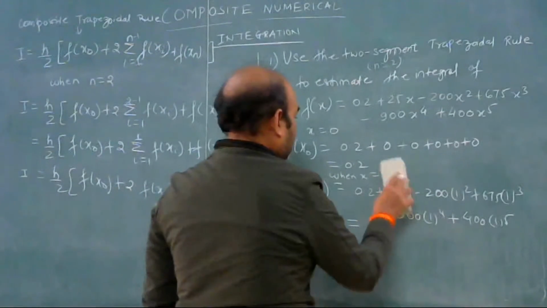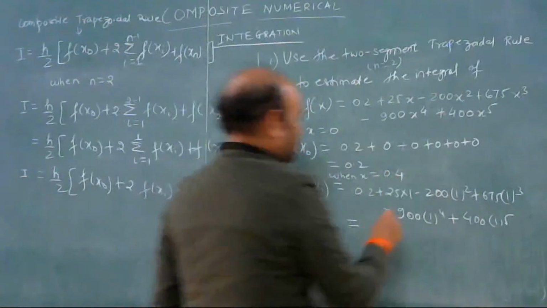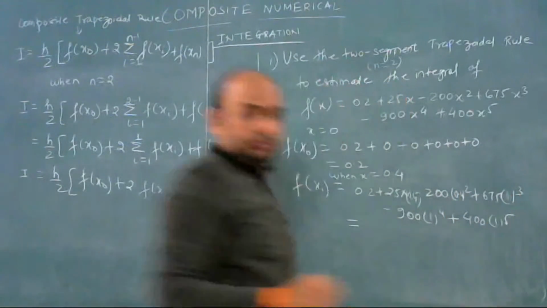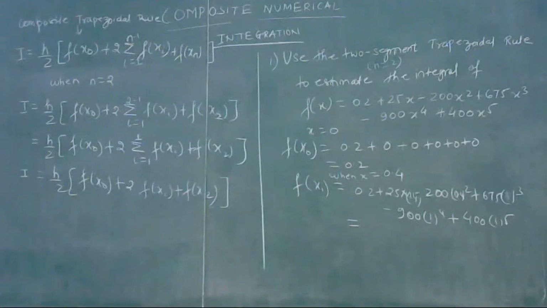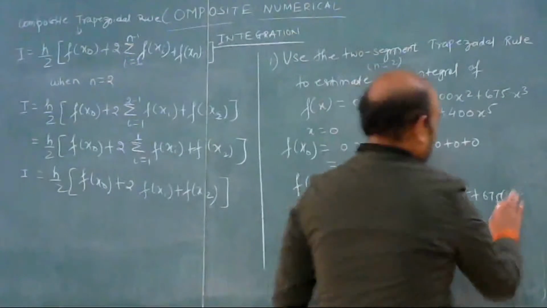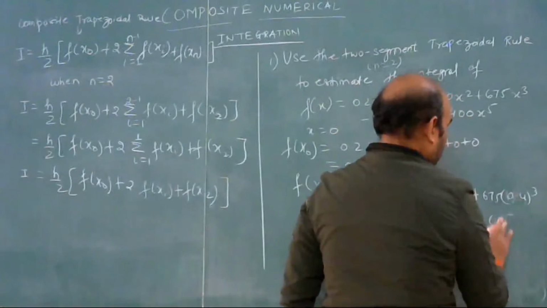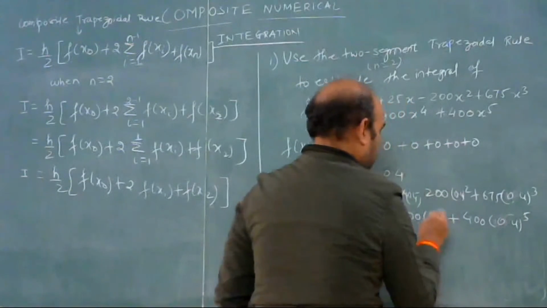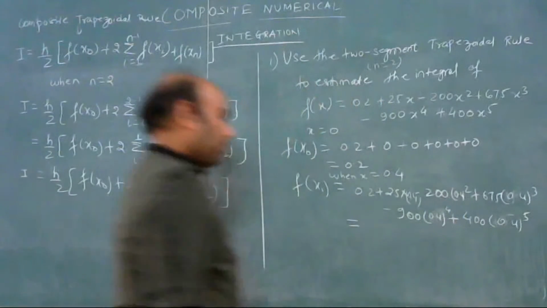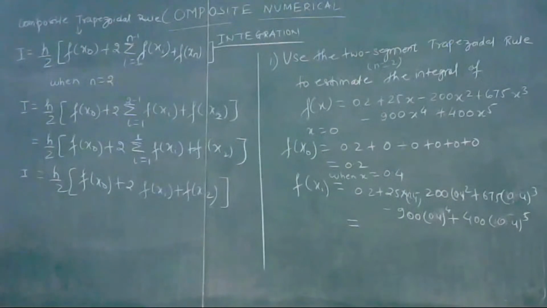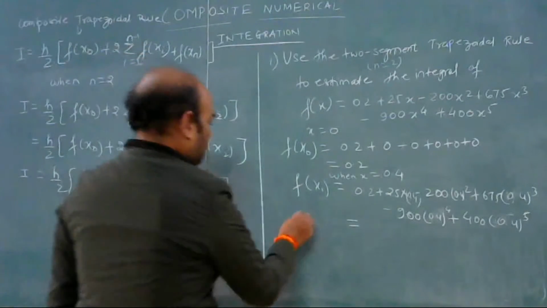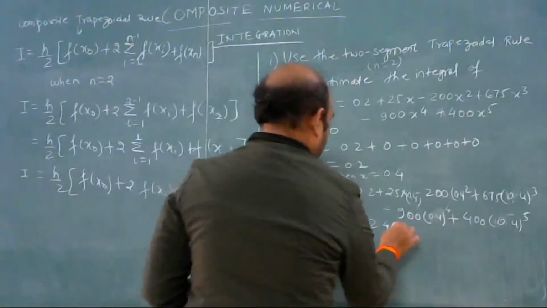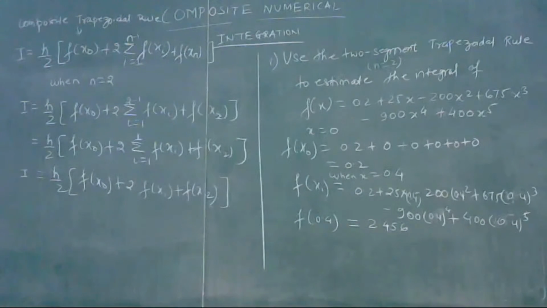Sorry, when x is equal to h, we have to take h. So this will be 0.4, 0.4 cube, and 5. This is 0.4. So f of x1 is f of 0.4, which will be equal to 2.456.